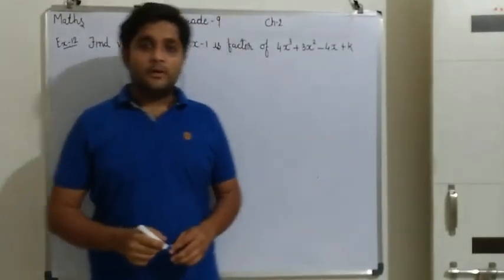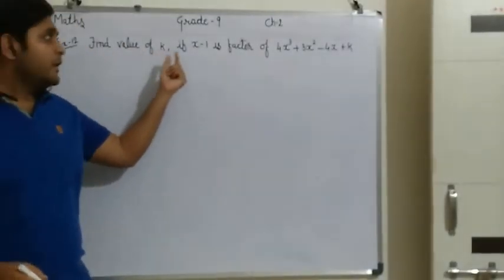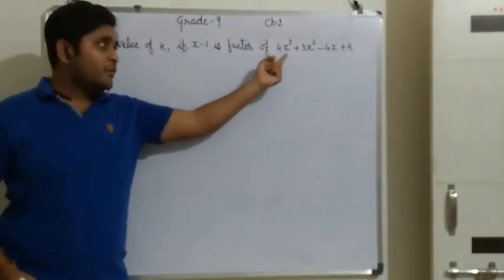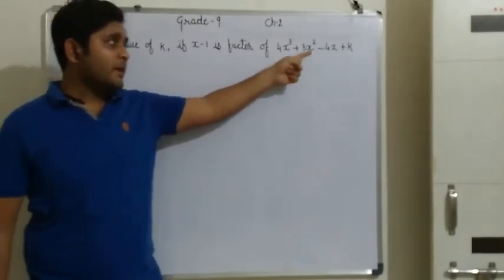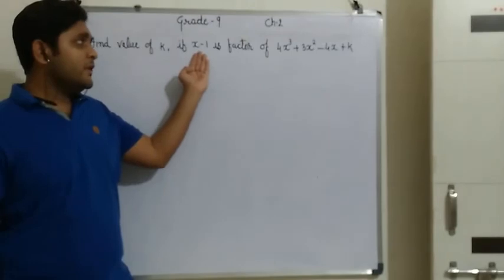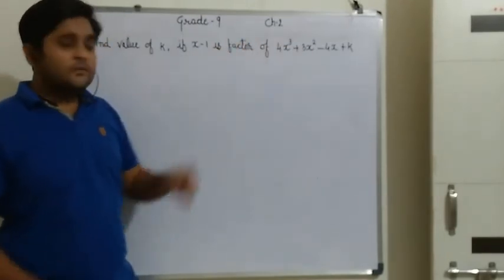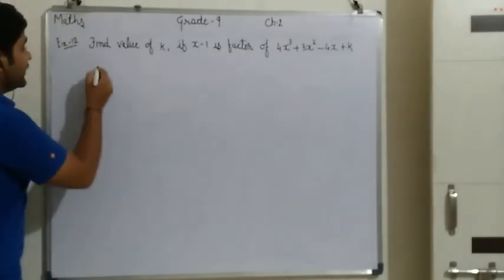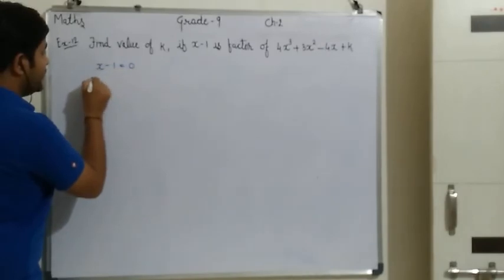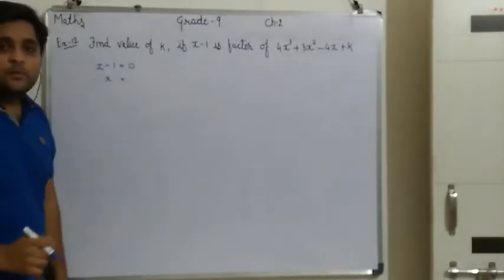Example number 12. Find the value of k if x minus 1 is a factor of 4x cube plus 3x square minus 4x plus k. It is already given that x minus 1 is a factor of this polynomial, so we can take x minus 1 is equal to 0. So the value of x is equal to 1, since the minus 1 goes to the right-hand side and becomes plus 1.